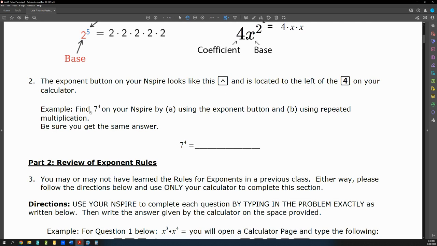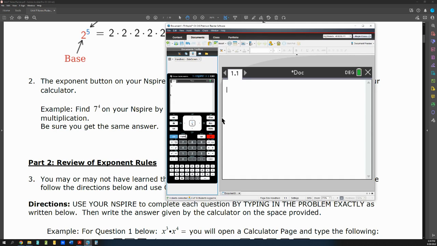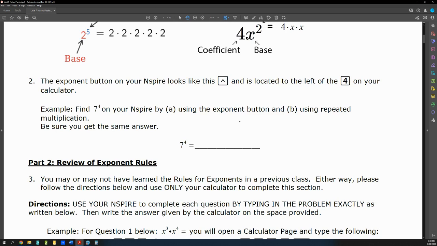Okay, so let's go ahead and use the Inspire to evaluate 7 to the 4th power. In the Inspire, I'm going to hit 7, and then to get up in my exponent, I'm going to hit that button. And we're going to see that takes us up into the exponent spot. We're going to hit 4, and then enter. And it evaluates to 2,401. Let's go ahead and fill that in. We know that 7 to the 4th can be rewritten. We can expand that into 7 times itself 4 times, and we get 2,401.